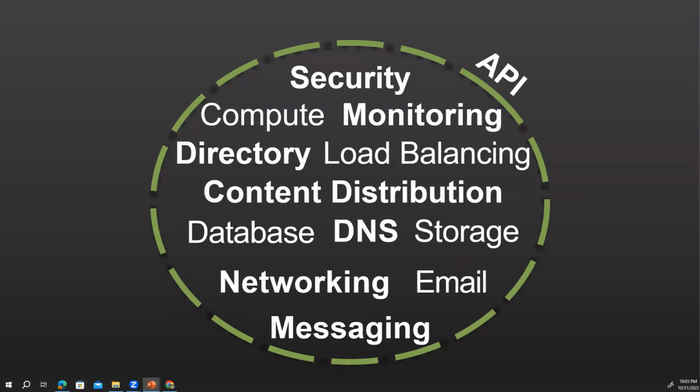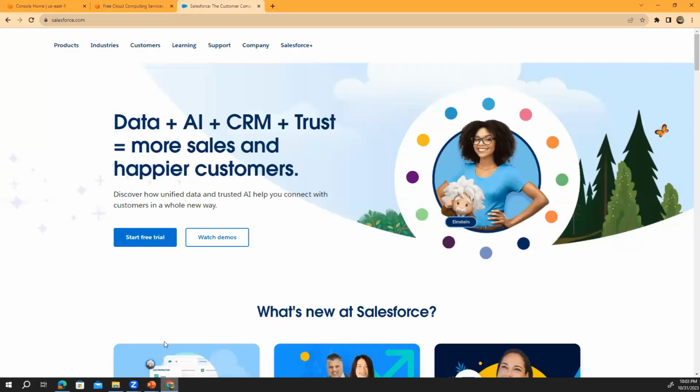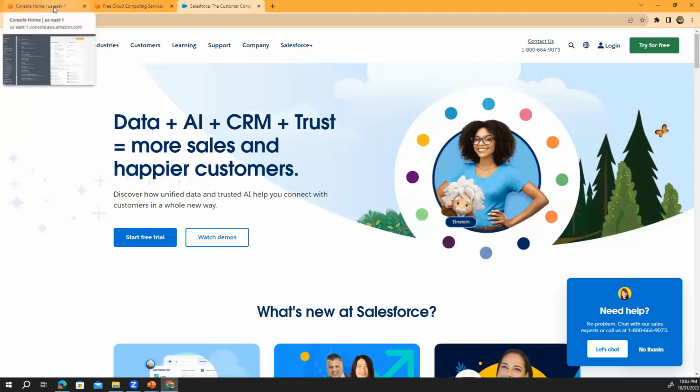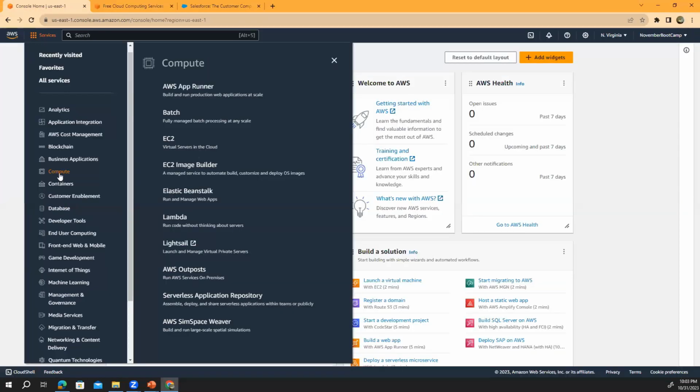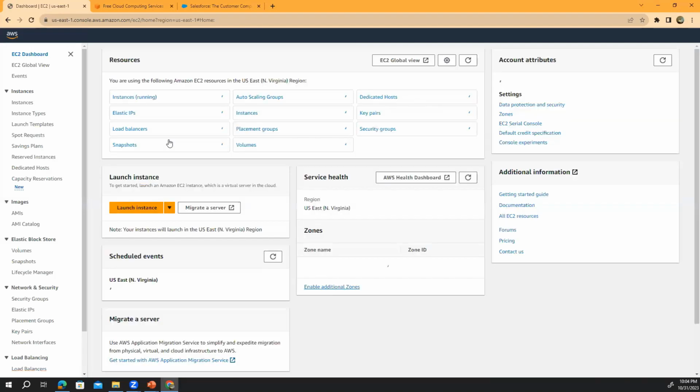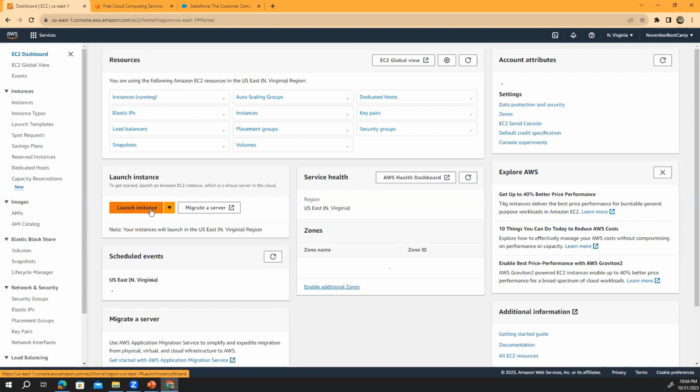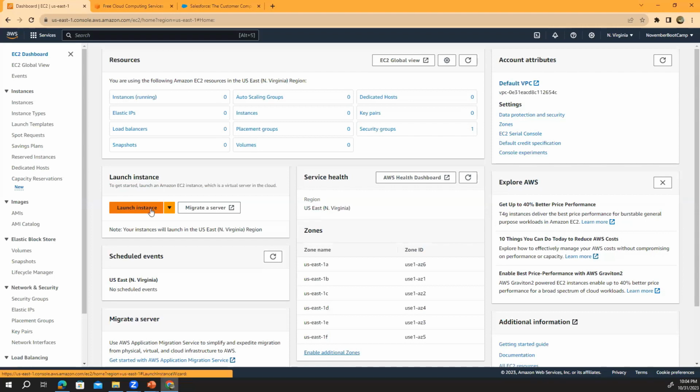We'll be talking about the API, which is an important part, that is application programming interface. There are two things. If you are really good at programming, you can write scripts, but if you are not, when I go to compute and select EC2, and launch an instance, you are clicking a button. That means behind the scenes you're calling an API to launch an instance. That's how this works.